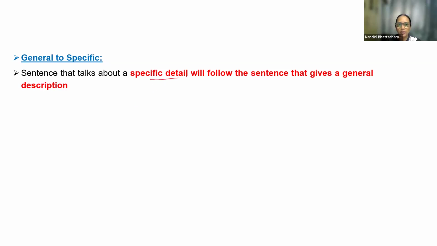Now, anything which has specific detail, will that come in the beginning? No, it is always general to specific. So a general statement will come in the beginning, or it could be a concluding statement. If there are two general statements, then one of them will be a conclusion and one of them will be an introduction. And anything specific will be in the middle, right?